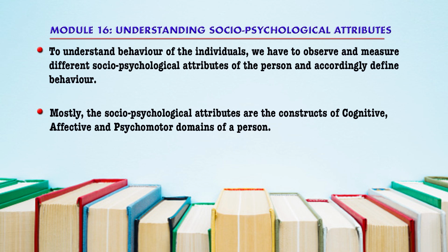Try to understand. I am just focusing here on three different terms. One is the cognitive, then the affective, then psychomotor. Try to understand what is the meaning of cognitive, affective and psychomotor. When I talk about the socio-psychological attribute, you will find that it caters mostly for the development of these three aspects of the individual: development of the cognitive aspect, or the cognitive domain, then development of the affective aspect or affective domain, and development of the psychomotor aspect or psychomotor domain.